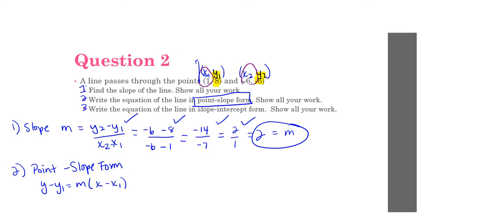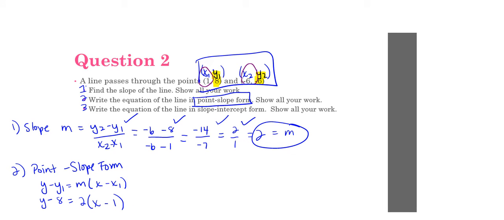We have 2 points that were already given to us, so I can pick either point. It doesn't matter which point you pick. I'm going to go ahead and pick that first point just because that's what I already have labeled as x1 and y1. And I'm just going to substitute those values in. So y minus, and then my y1 was 8, so y minus 8. My slope was 2. That's what I found from part A. I'm using that slope. And then my x1 is just 1.